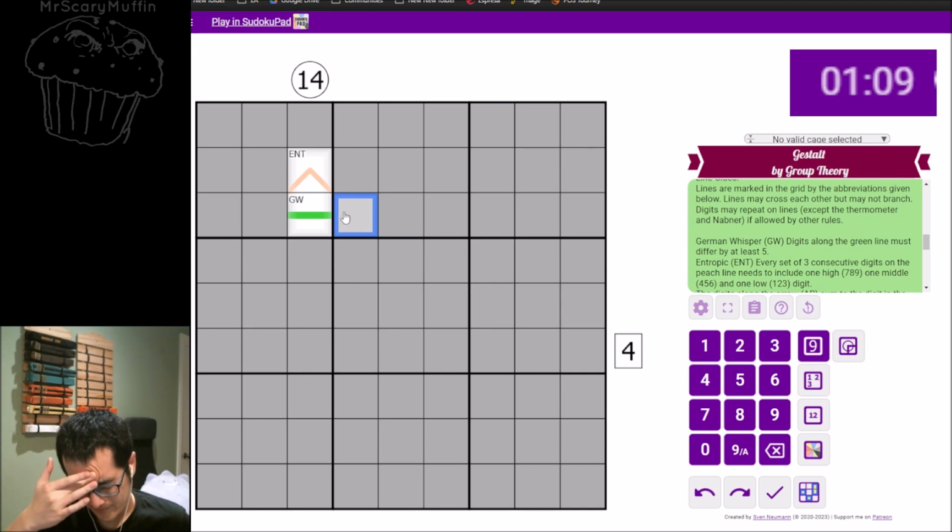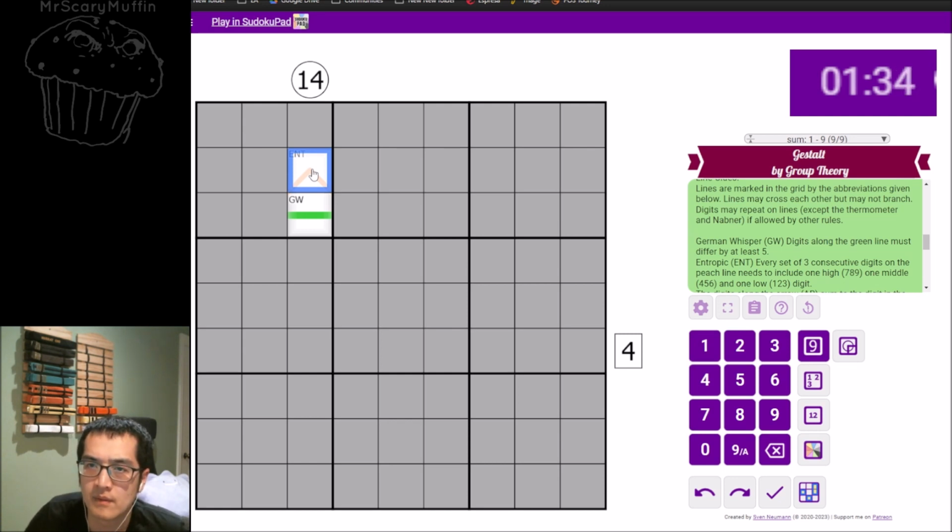Same polarity. So they could be a 6 and another high number, or they could be a 4 and a low number. Either way, it means that this is not a 4, 5, 6. This either has to be a low or a high. And then this number, because there's a 6 or 4, this has to be a 1 or 9 here.